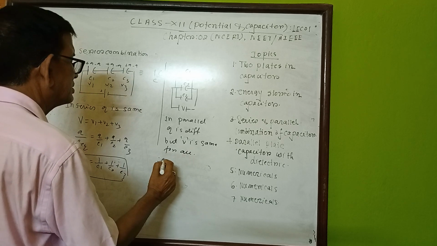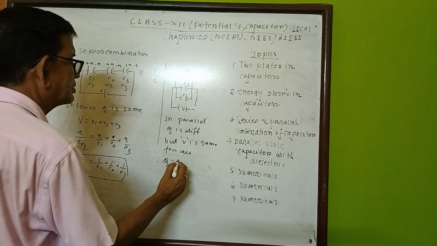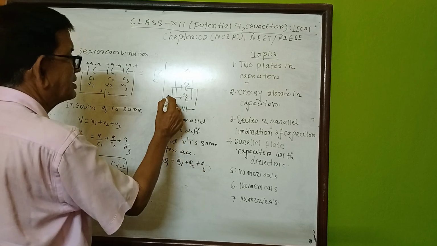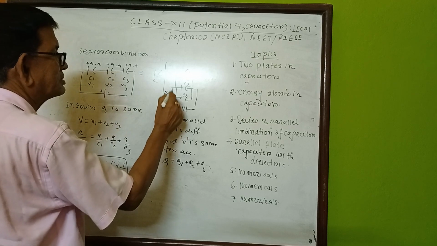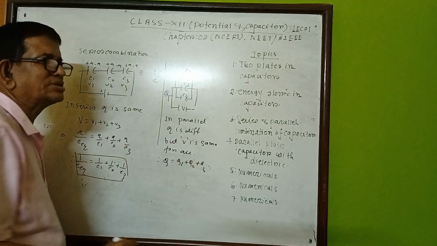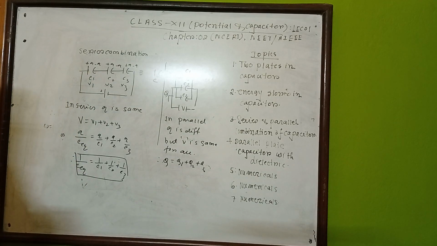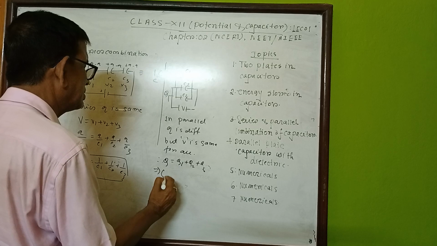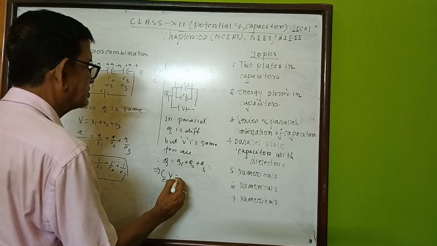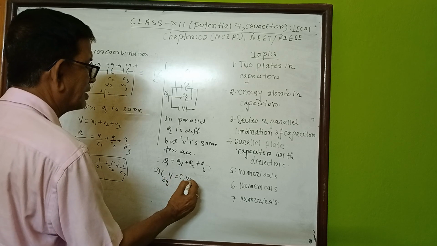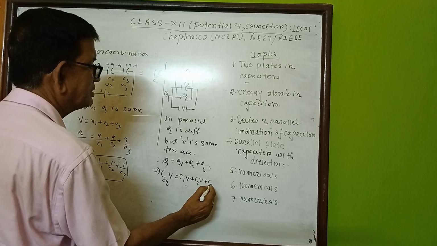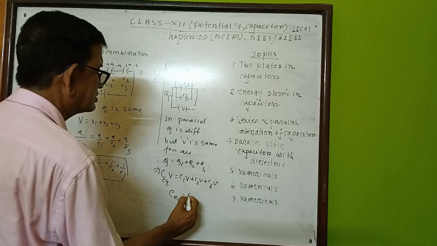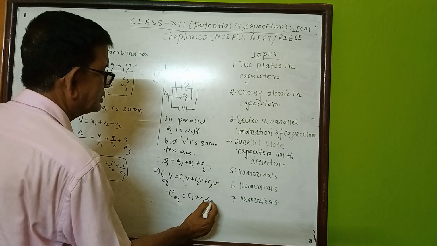Then you can write total charge Q equal to Q1 plus Q2 plus Q3. That means battery charge Q is distributed among the three capacitors Q1, Q2, Q3. That depends on the capacitance value. Now children, you can write Q is equal to C equivalent into V. Potential is same, so you are getting C1V plus C2V plus C3V. Then you are getting C equivalent equal to C1 plus C2 plus C3.